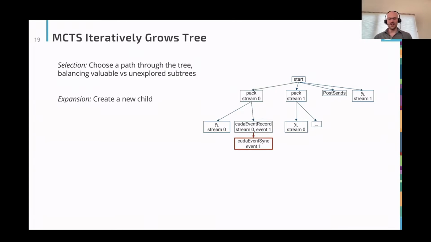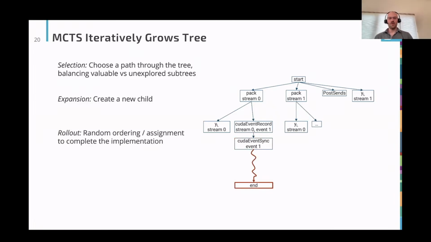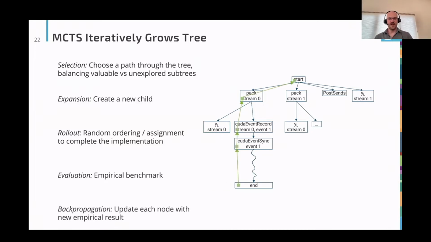We'll create a valid child from the selected subtree. We'll create a complete valid implementation randomly from that child. That represents a sample of the possible implementations in this child. We'll do an empirical benchmark of that complete implementation, and then we'll store that empirical time in the entire path that led to this complete implementation. That means in the next iteration, we've added some additional data about how fast various implementations in all of these subtrees are, so that we can make a more informed exploration decision in the next iteration.